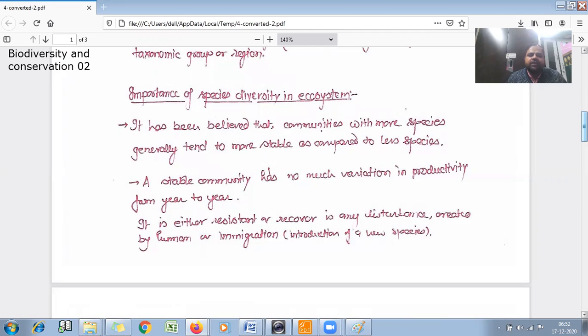It means if there is any change that comes in a particular geographical area or in a community, and if it is a stable community, then either it will resist it, or if there is any change, then it will automatically recover from it.